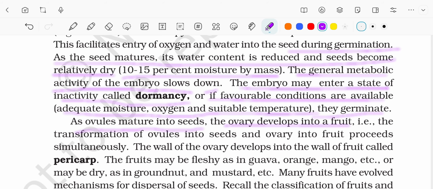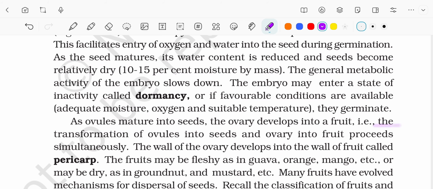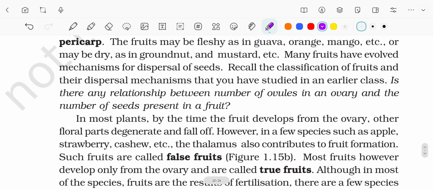As ovules mature into seeds, the ovary develops into a fruit. That is, the transformation of ovule into seed and ovary into fruit proceeds simultaneously. The wall of the ovary develops into the wall of the fruit called pericarp. The fruit may be fleshy as in guava, orange, mango, etc., or may be dry as in groundnut and mustard, etc. Many fruits have evolved mechanisms for dispersal of seeds. Recall the classification of fruits and their dispersal mechanisms that you have studied in earlier classes.